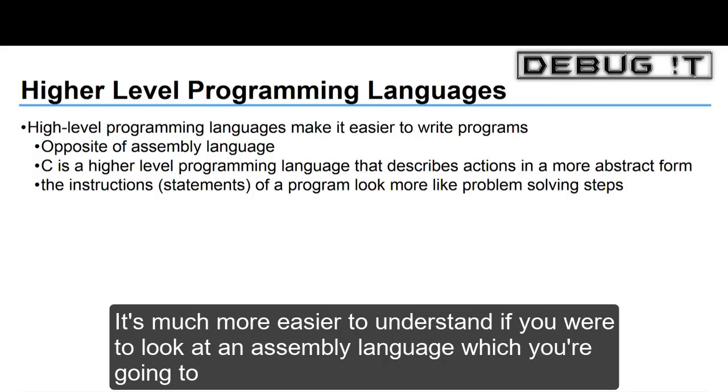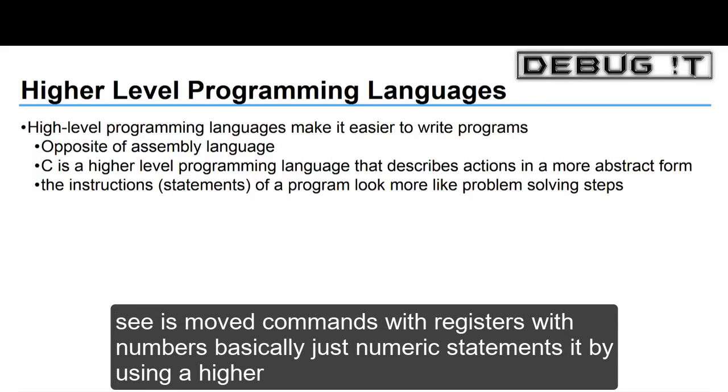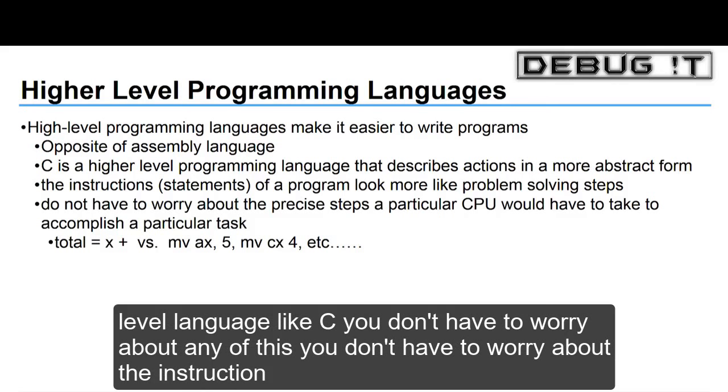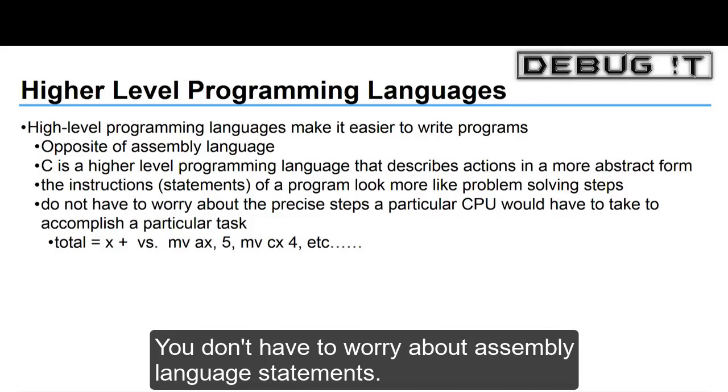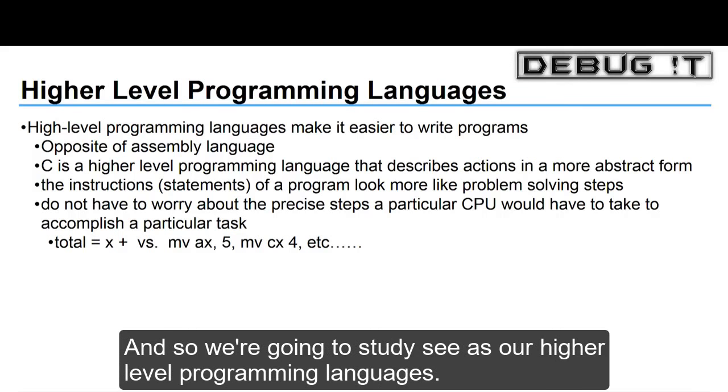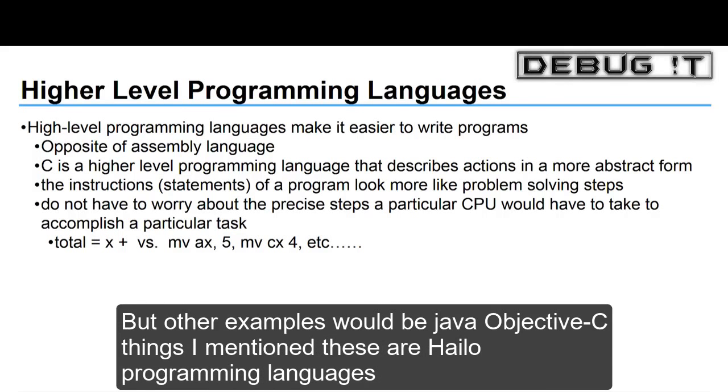If you were to look at an assembly language, what you're going to see is move commands with registers, with numbers, basically just numeric statements. By using a higher level language like C, you don't have to worry about any of this. You don't have to worry about the instruction set. You don't have to worry about assembly language statements. So it's much more efficient and much easier to accomplish and solve problems. And so we're going to study C as our higher level programming language, but other examples would be Java, Objective-C, things I mentioned.